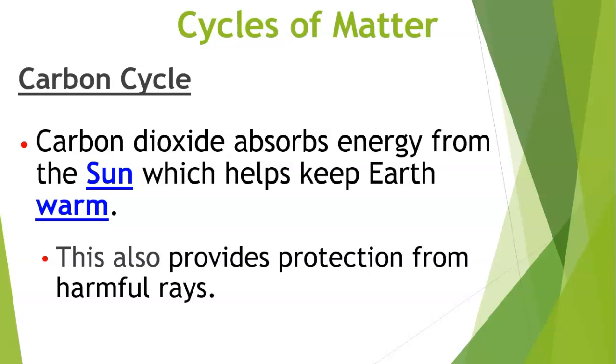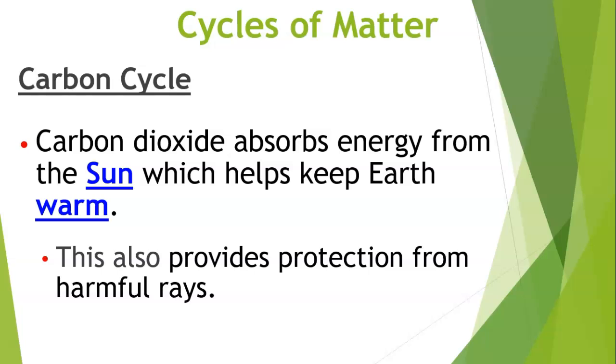Now, carbon dioxide, an important part of the carbon cycle, often gets a bad rap. It's what we call a greenhouse gas. And so when it comes to things like climate change and global warming and those types of terms, carbon dioxide is often made out to be the bad guy. Do keep in mind, while too much carbon dioxide in our atmosphere can be a bad thing, carbon dioxide is completely and utterly necessary. We could not live without it, and part of the reason is because carbon dioxide actually absorbs energy from the sun, which helps to keep Earth warm.